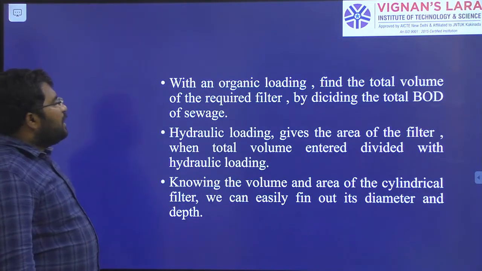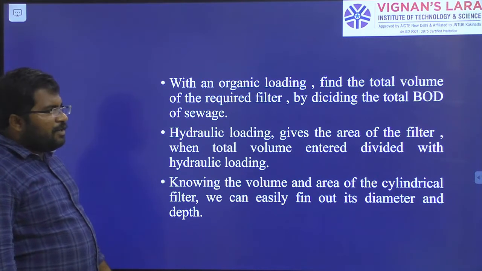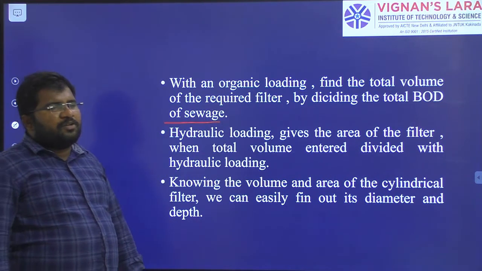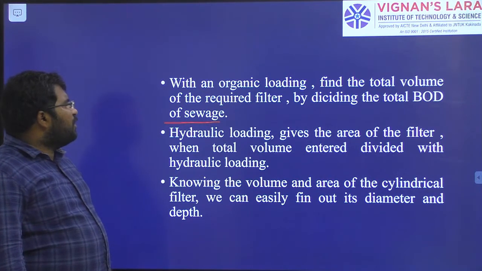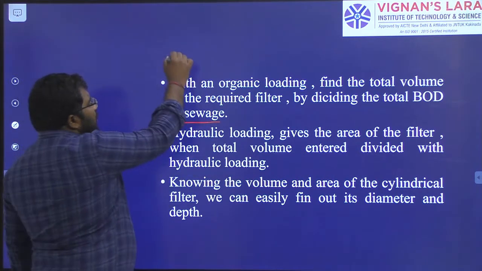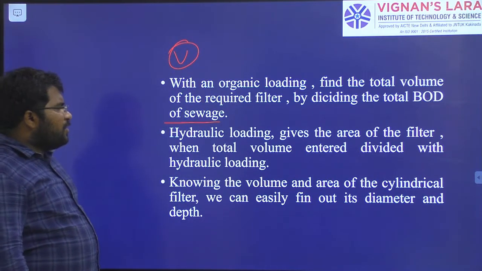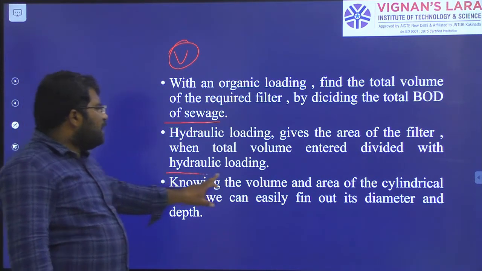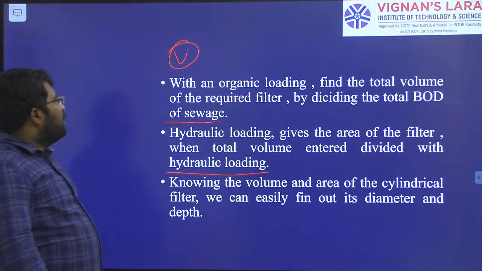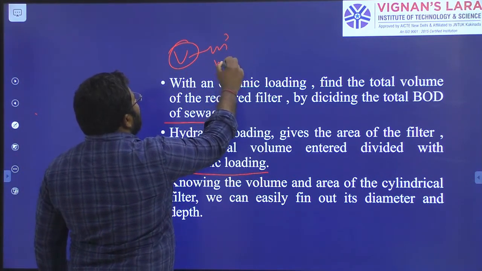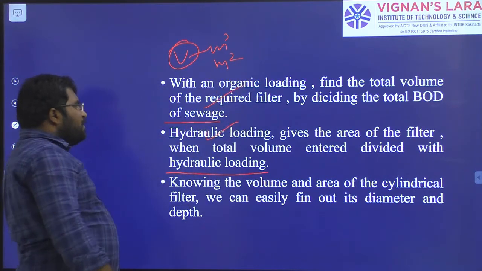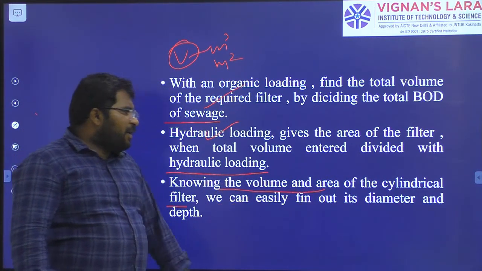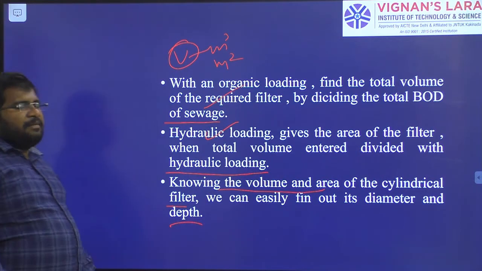Next, with the organic loading, find the total volume of the required filter, deciding on the total BOD of the sewage. So we decide the total BOD loading rate, and based on that we get the volume of the filter. Next, the hydraulic loading rate gives the area of the filter: the total volume divided by the hydraulic loading rate gives the area. We get volume in meter cube and area in meter square. Knowing the volume and area of the cylindrical filter, we can easily find out its diameter and its depth also.